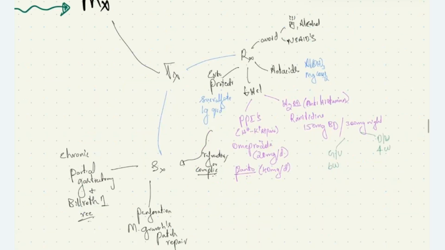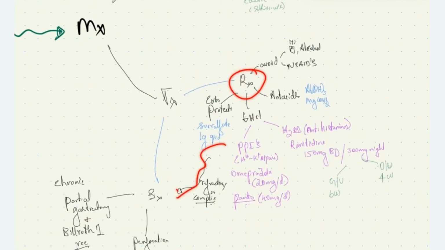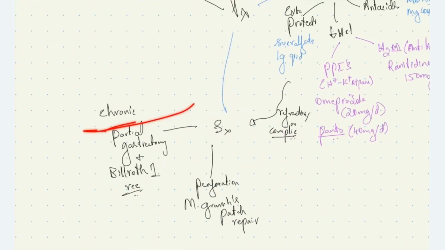If the patient is refractory to medical therapy, or if the patient has complications, we go on with surgery. If we have a chronic non-healing ulcer, we will perform partial gastrectomy with Billroth 1 reconstruction. If the patient has perforation, we will perform modified Graham's patch repair. This is all about peptic ulcer disease.